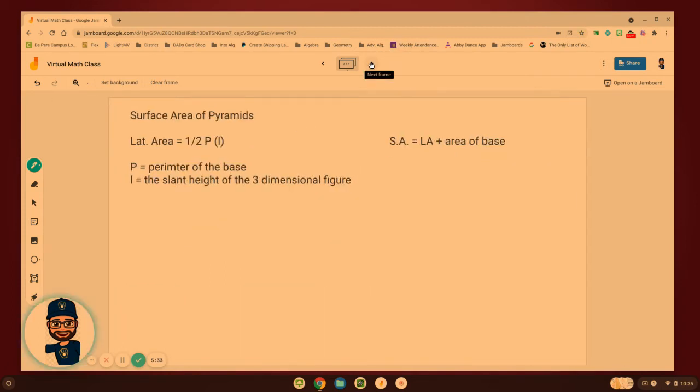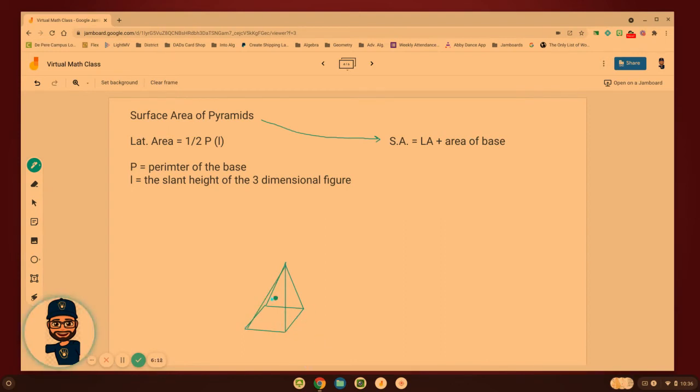Okay, the surface area of a pyramid, just a pyramid, is going to be the lateral area plus the area of the base. The lateral area plus the area of a base. But for a pyramid, the lateral area, if I were to draw a really quick pyramid up here, all right, there's my pyramid.